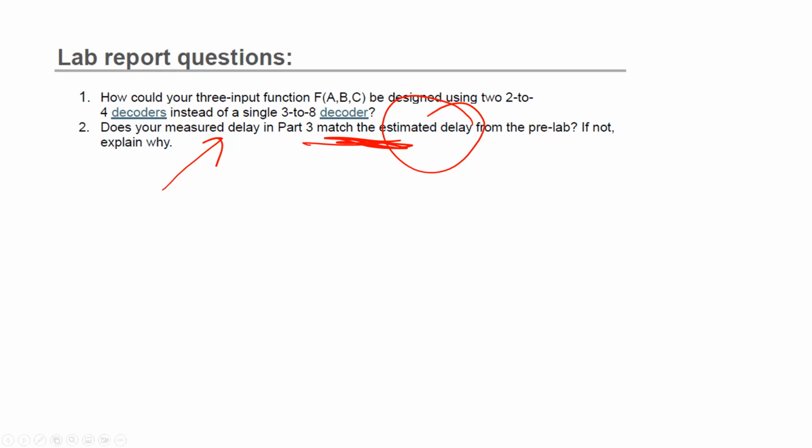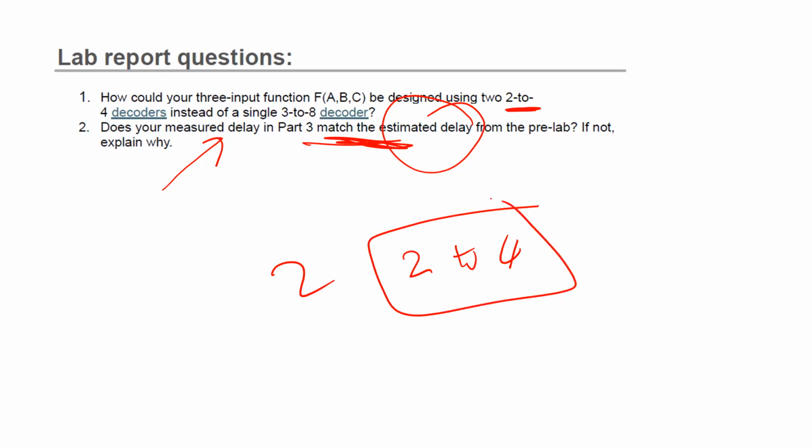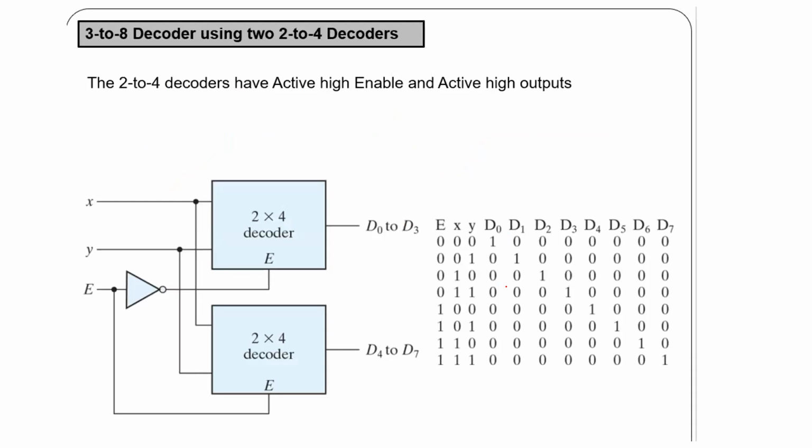The second thing I'm asking is: if we have 2-to-4 decoders, and we have 2 of them, how can you create a 3-to-8 decoder out of 2-to-4 decoders? This is already explained in the slide, and I'm going to explain it in the lecture. You need to think about how you can use them.